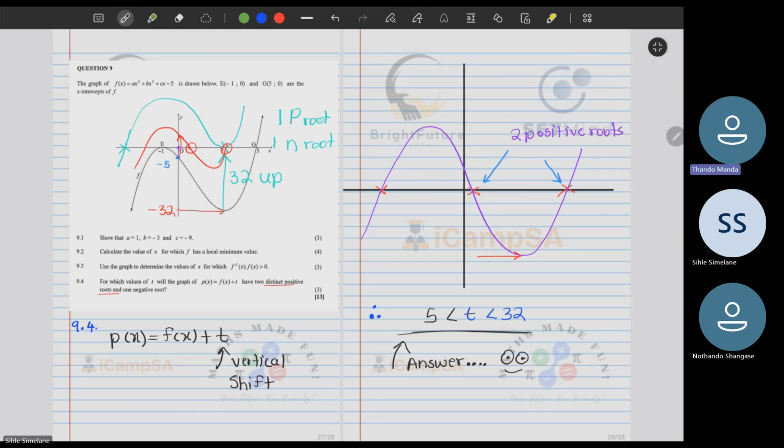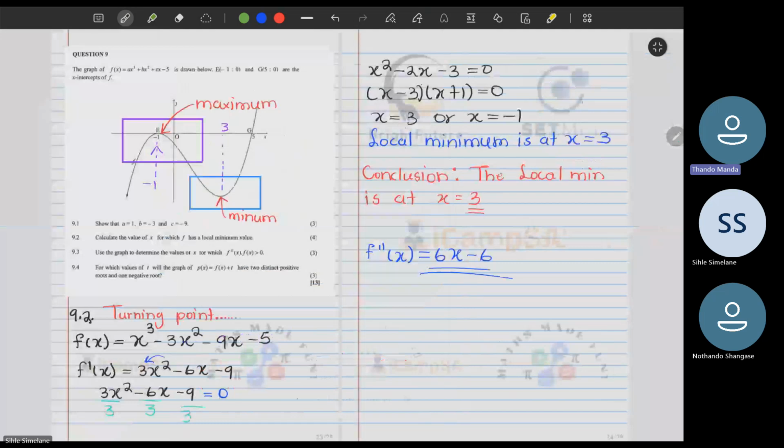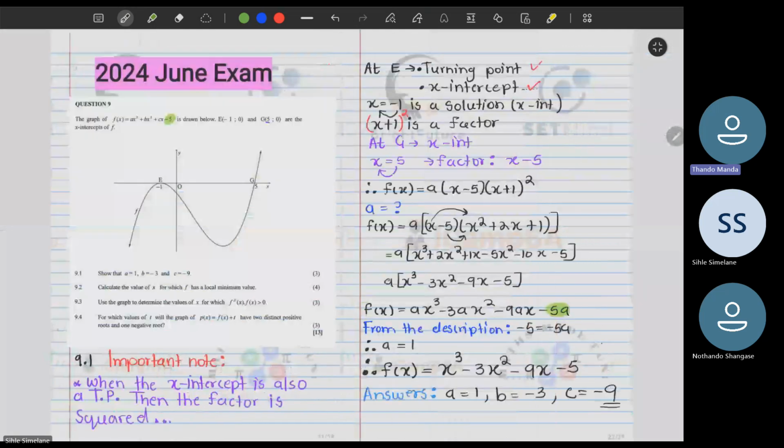Sir, before you close, can we go back to 9.1? Now let's say you are not given the x-intercept, but you are given the turning point. How would you solve the equation? If you were given the turning point, it means you would derive your expression and then take the values of the turning point you are given, substitute them into the derived expression, then use simultaneous equations. Does that make sense? Yes, thank you.